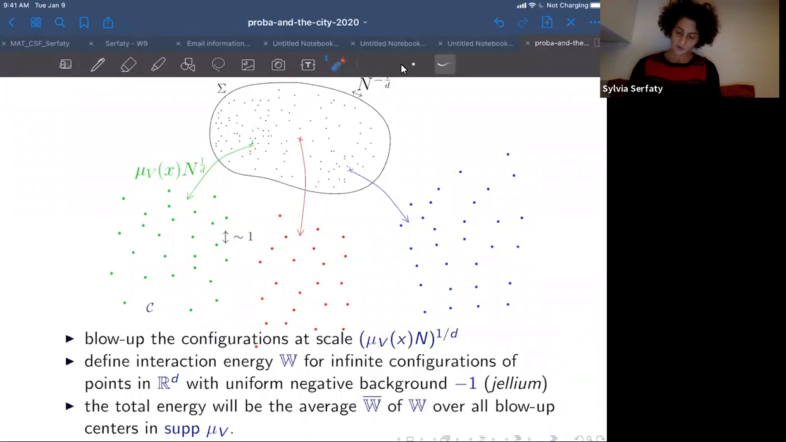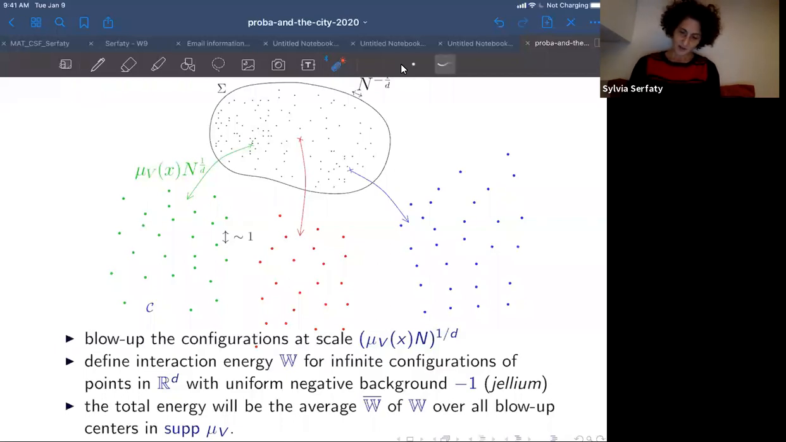But in order to define it properly, I have to think of my infinite configuration as an infinite sum of Dirac masses, or an infinite sum of discrete charges, neutralized by a uniform background of density 1, so with charge -1, a uniform charge of -1. That's what the physicists call a jellium. So this is a well-known object in physics. It's a sort of infinite Coulomb gas with a neutralizing background. They also call it an infinite plasma.